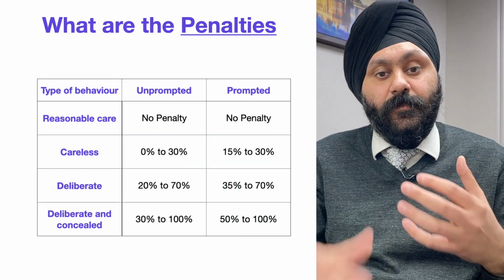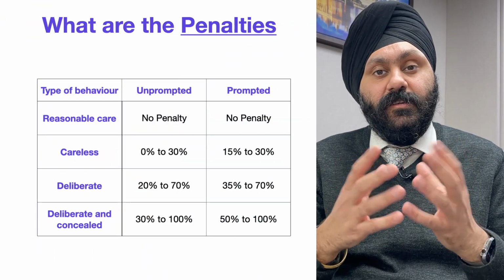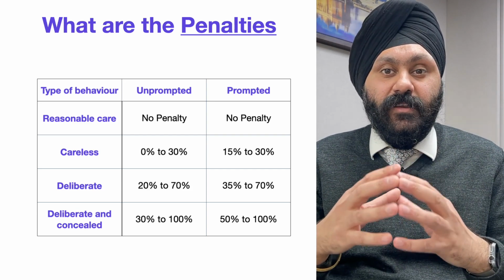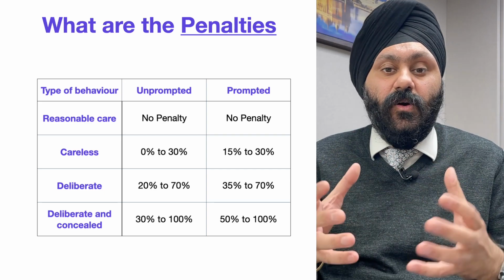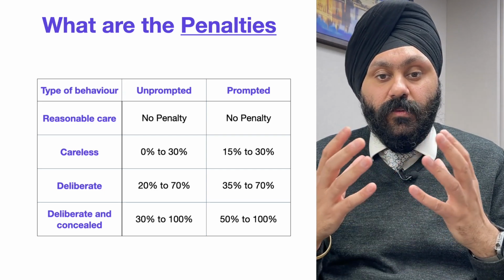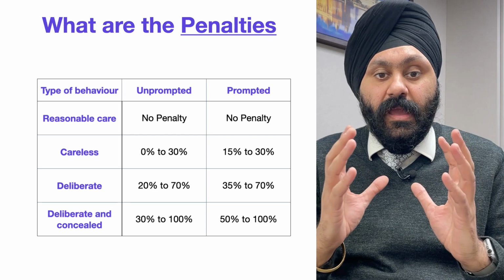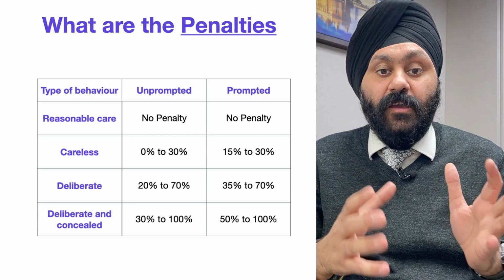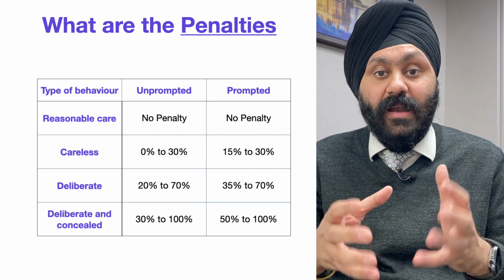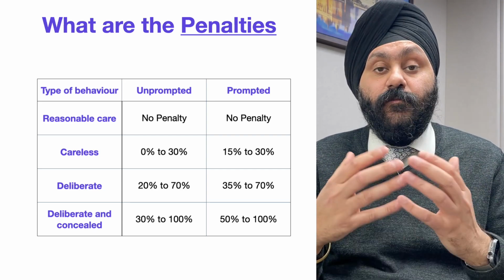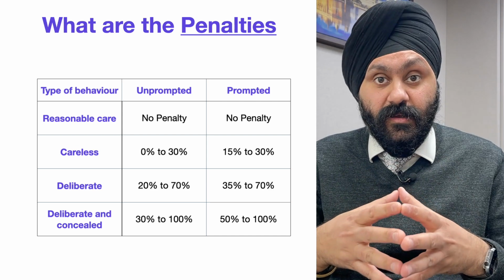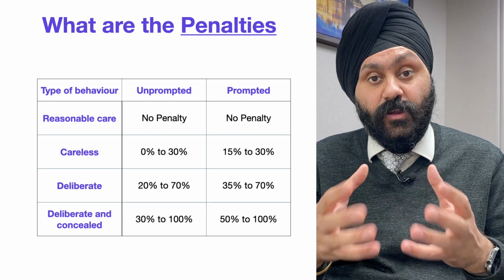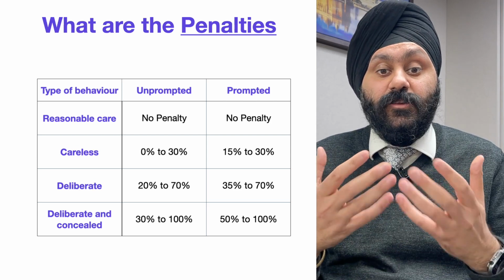Another one is penalties. Now we'll discuss what the penalties are and how those penalties are applied. Actually, there's a very complex structure of penalties. Penalties are on a behavior basis. So if it's unprompted and you are filing your case under reasonable care, then there's no penalty. If you're filing your case under carelessness, the penalty is between 0 and 30%. If you're filing your case under deliberate, that you have deliberately withheld the information or not given the complete information, then it's 20 to 70%.